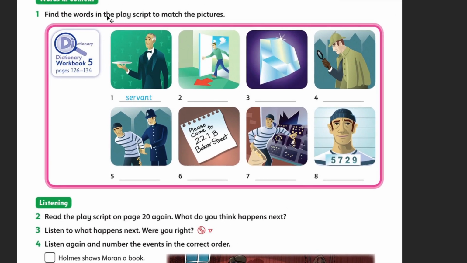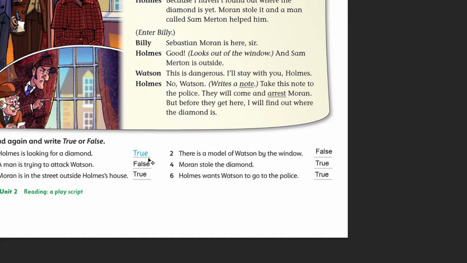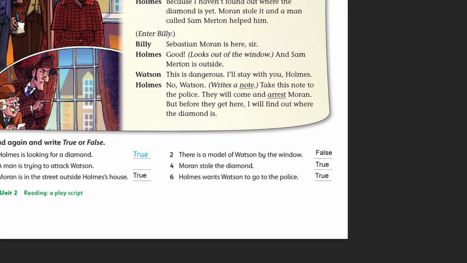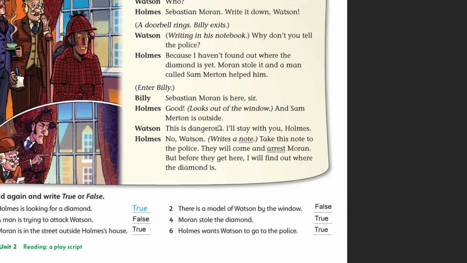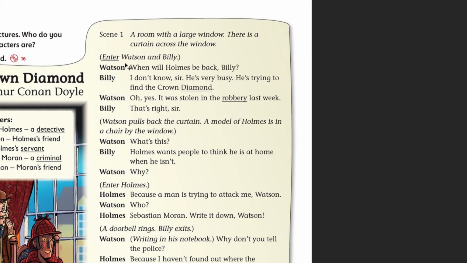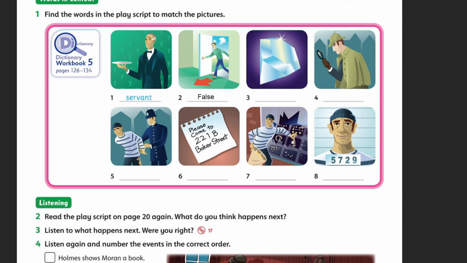Okay, so find the words in the play script to match the pictures. We're going to go back into the play script so that we will be able to find out the words in this picture. So we have number 2. What do you call this one? I think it is enter. As you look at the person, he is going inside a room or a house, so I guess it is enter. Okay, very good.